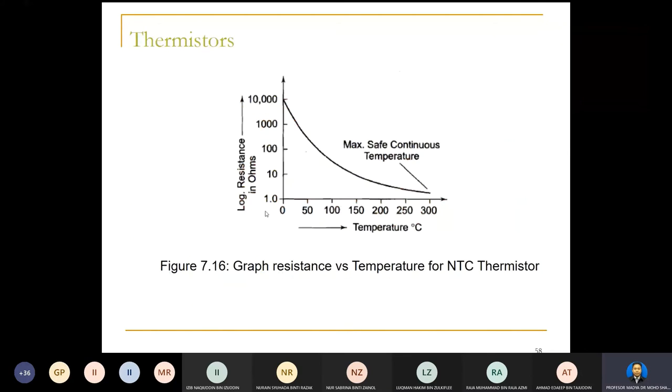Okay, so this is the graph for resistance versus temperature for NTC, the negative. So the resistance will be decreased, as I mentioned to you, while the temperature will be increased. But for this one, the resistance increases, so the temperature will be decreased. Right, so you can see this one as an example, this one is the NTC.